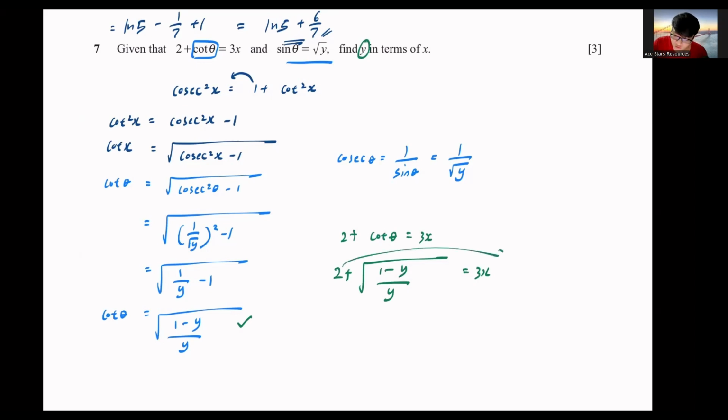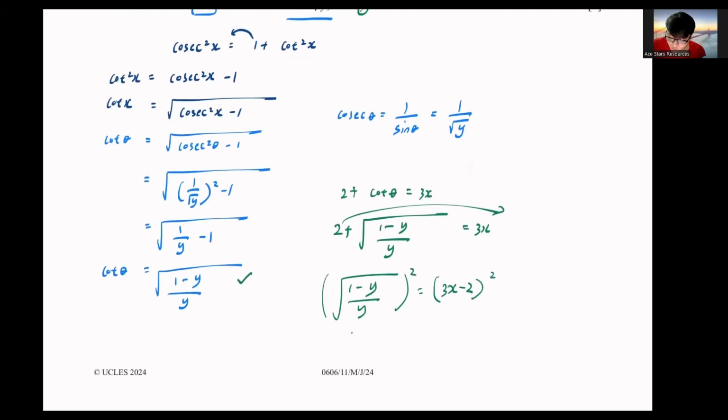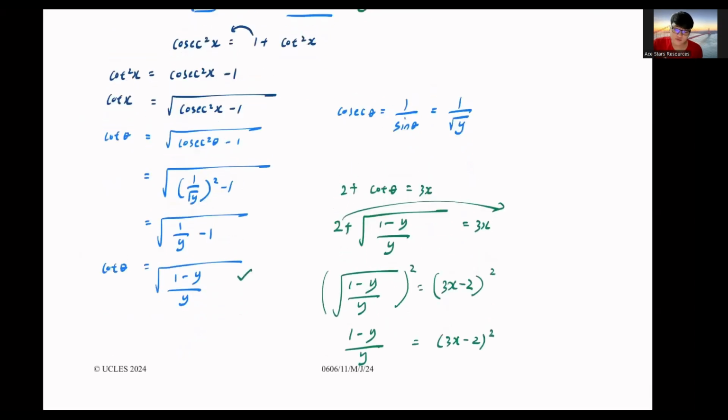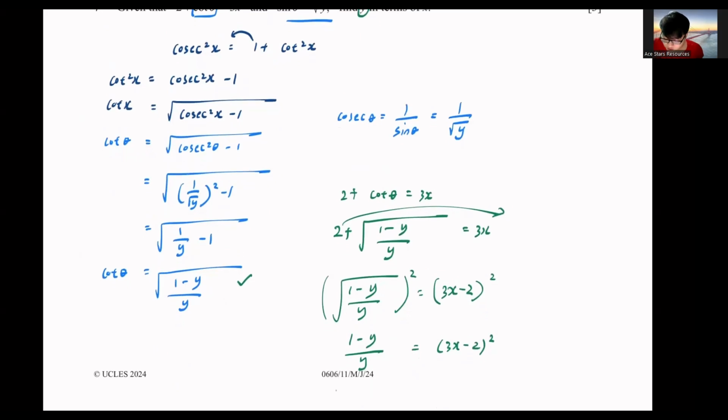So move the 2 over to the other side, so square root of 1 minus y over y is going to be 3x minus 2. Okay, square both sides in order to remove the square root, so you have 1 minus y over y is 3x minus 2 squared. I'm not going to open up the bracket just yet, because there's still a lot of things to do here. So remove the fraction, 1 minus y is equal to y times 3x minus 2 squared.